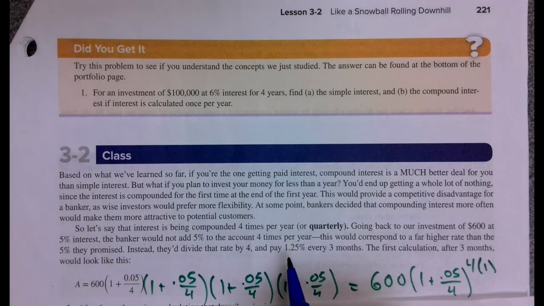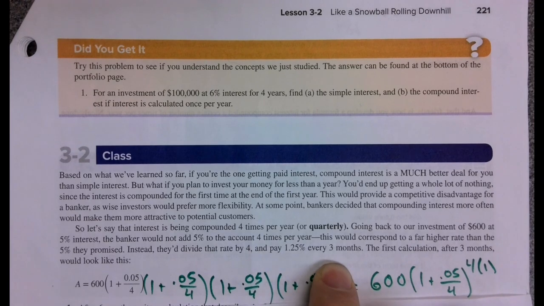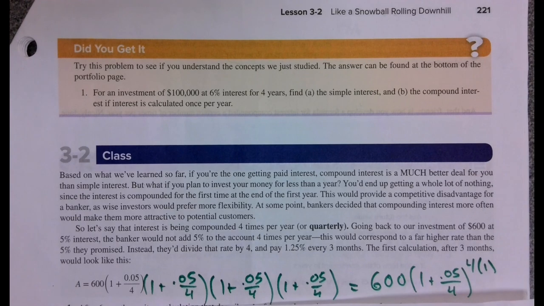They instead divide the amount of interest they give you into 4 equal payments. In other words, they pay you 1.25% every 3 months. How did they get that? Well, they took the 0.05, divided it by 4, and that gets you 0.0125.